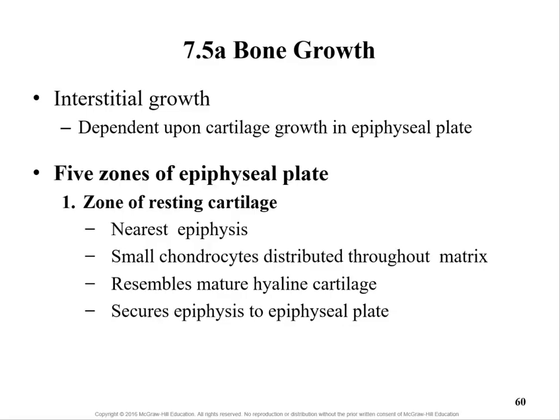So number 1, the zone of resting cartilage. This is nearest the epiphysis. This is where small chondrocytes are distributed throughout the matrix, and it just looks like cartilage. That's why it says resting cartilage. This is just cartilage at rest. It secures the epiphysis to the epiphyseal plate.